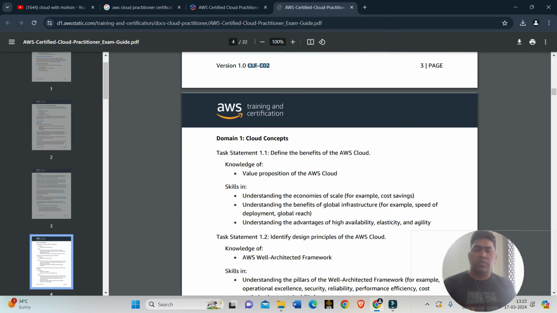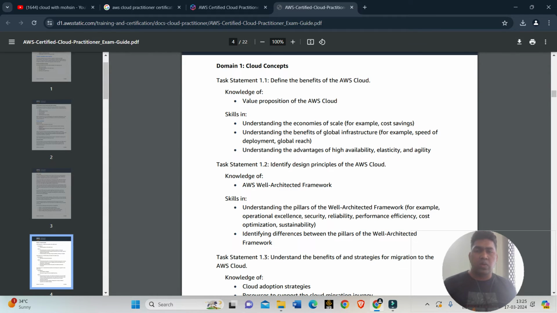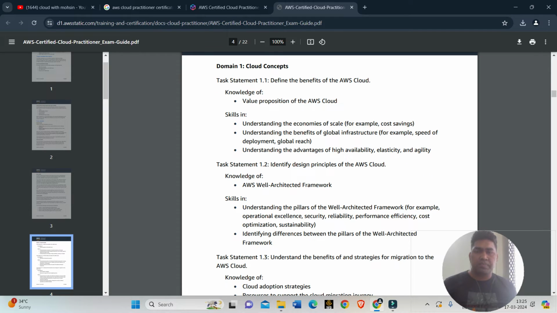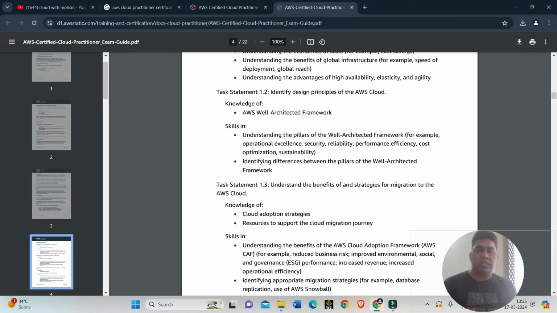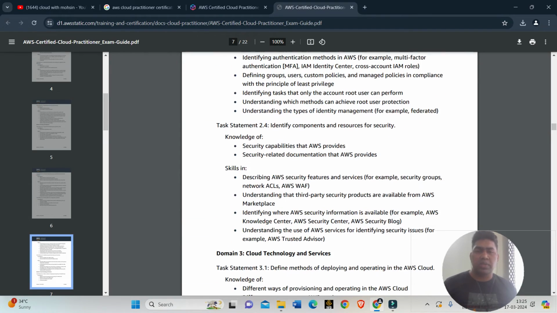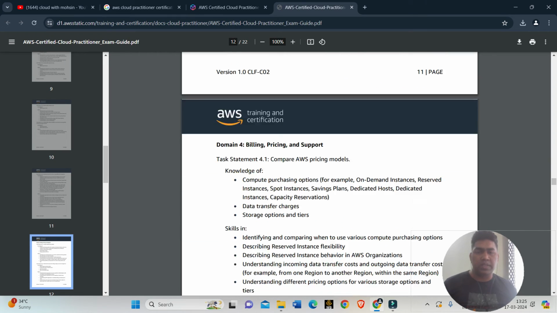From page 4 onwards, it's Domain 1, cloud concepts, and it starts with everything that is covered with respect to that domain. To start with, it defines the benefits of the AWS cloud, so you should be aware of what those benefits are. Then there are subtasks or subdomains inside that. Second is to identify design principles of the AWS cloud. Like that, all four domains are covered, so you can check them out. I'm not going to cover everything right now, but you can definitely go through this PDF.